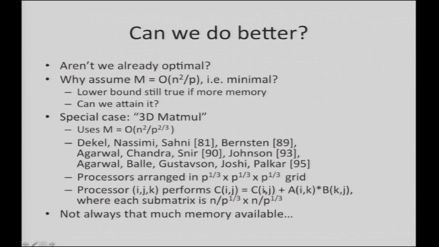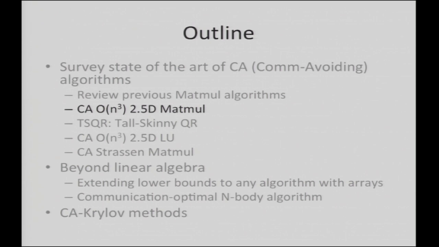So this had been known for a while, but it wasn't very practical because it assumed you had this large amount of memory, and you don't always have that much memory available. So the question is, no matter what hardware you have at your disposal, M is given to you by the operating system or by the hardware. I want to use all of it and go as fast as possible. It has to be at least minimal, but whatever is available, I want to use it. So let me tell you about the first new algorithm, which is communication-avoiding 2.5-dimensional matrix multiply.